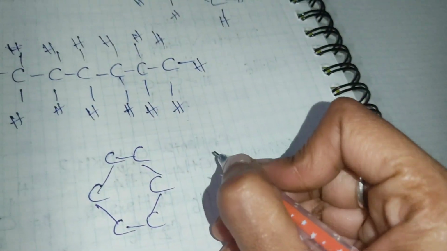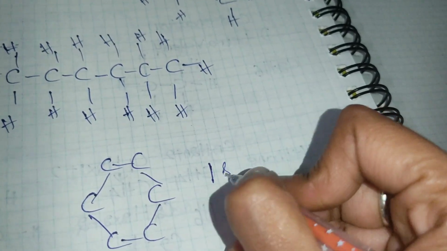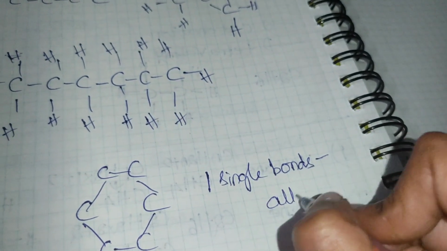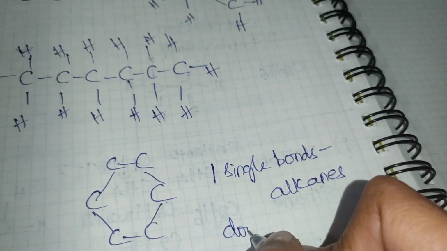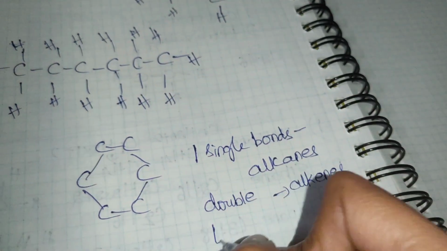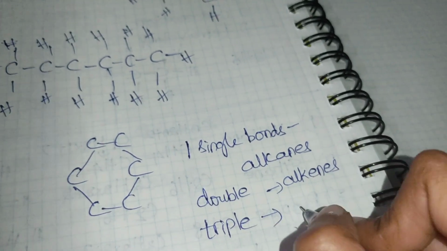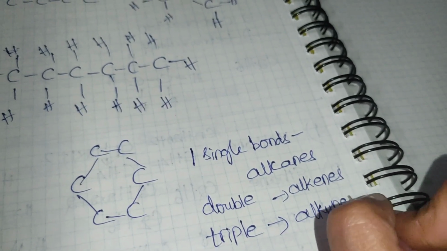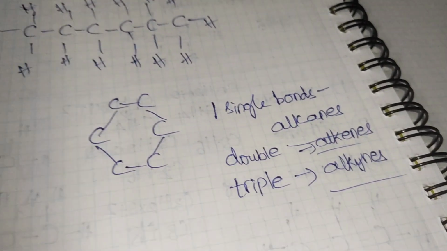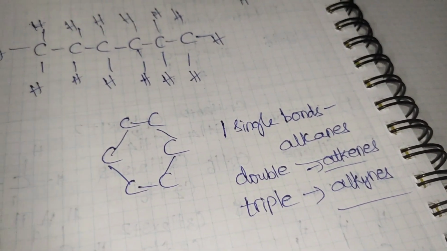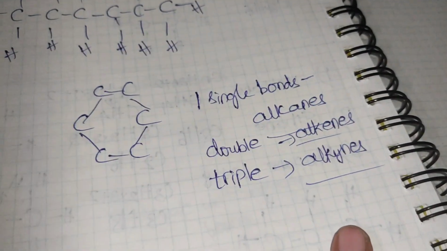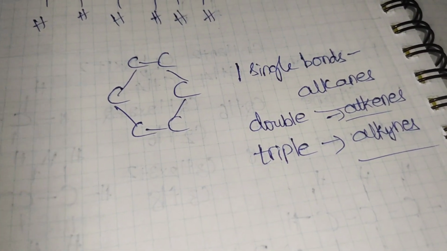So remember, saturated hydrocarbons contain single bonds. So single bonds are alkanes. Having double bonds are called alkenes, and triple bonds are called alkynes. Like this we can tell. So for alkanes, I already told the general formula, CnH2n+2. In the next video I will explain the general formula of alkenes and alkynes, which is not in your textbook, but it is important for you to learn.